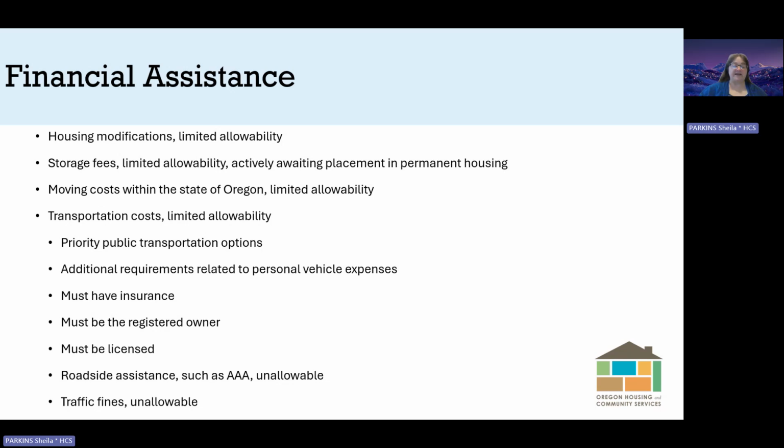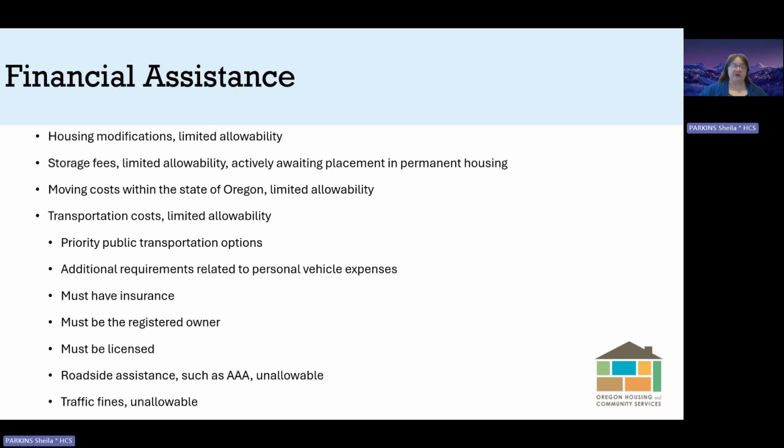Transportation costs such as a bus or train pass, gas vouchers, costs related to Uber or Lyft or cab fares are allowable and are the priority for transportation expenses. Transportation expenses must be for the purpose of attending required appointments, job search, or other critical services. Again, this is not meant to be a barrier buster strategy.